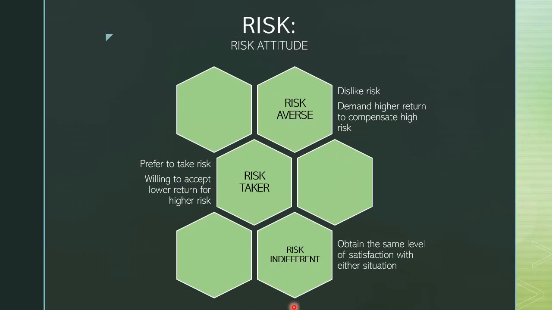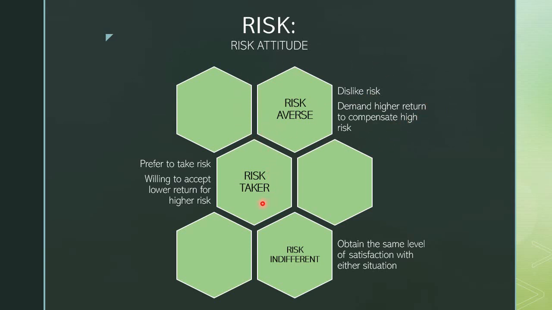So we have 3 types of risk attitude: risk averse, risk taker, and risk indifference. Risk averse are those investors who dislike risk. They would demand higher return to compensate high risk. So this is the usual attitude of an investor.